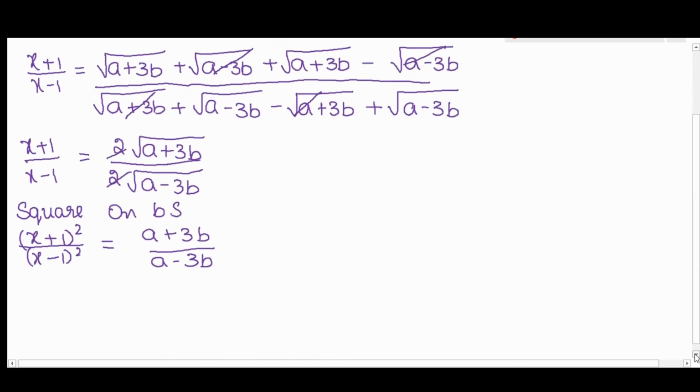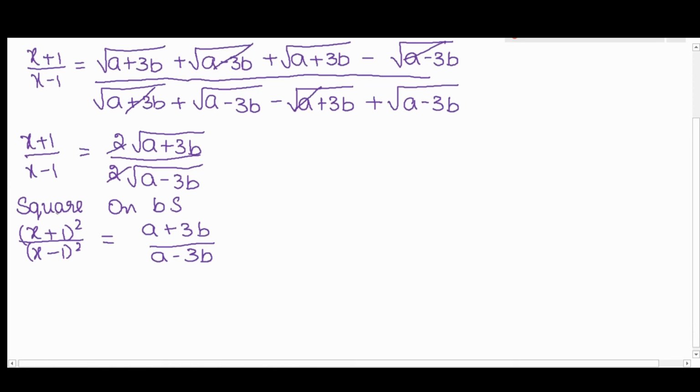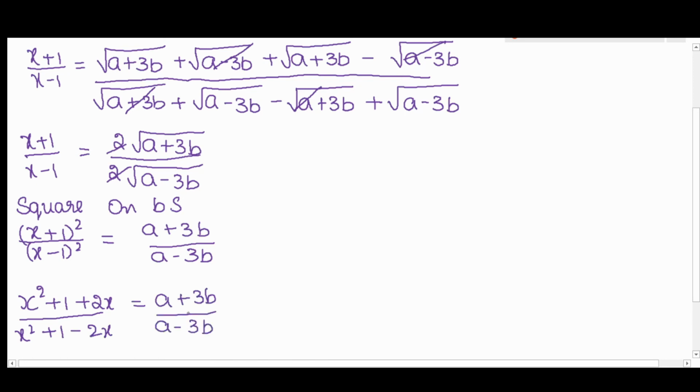Now, let me expand the formula. If I expand it, I get x square plus 1 plus 2x divided by x square plus 1 minus 2x, which is equal to a plus 3b divided by a minus 3b. Now let's apply componendo and dividendo to this identity. So now if I apply this, what do I get?